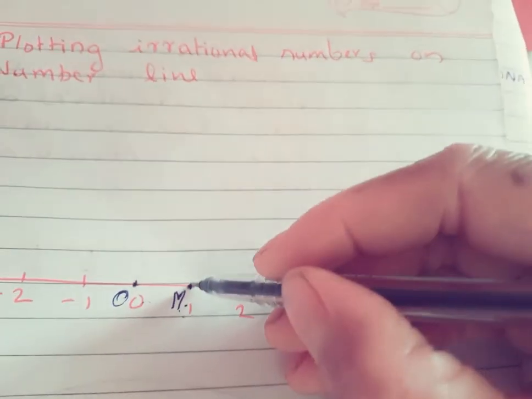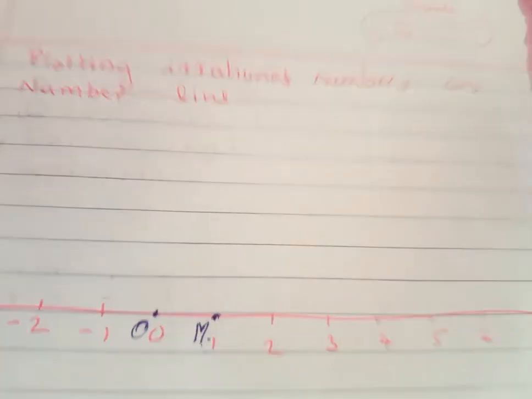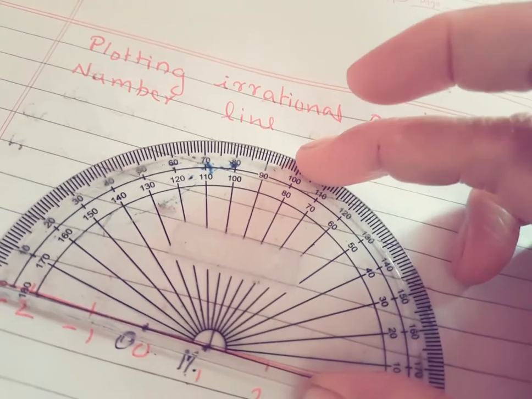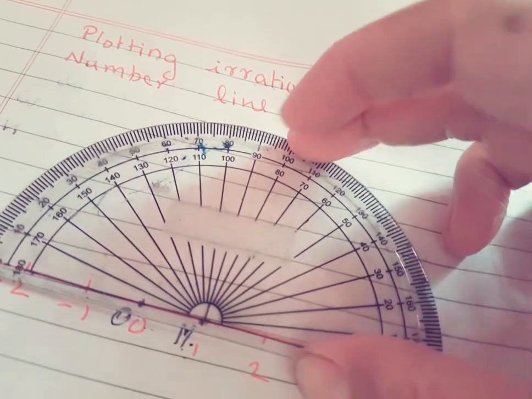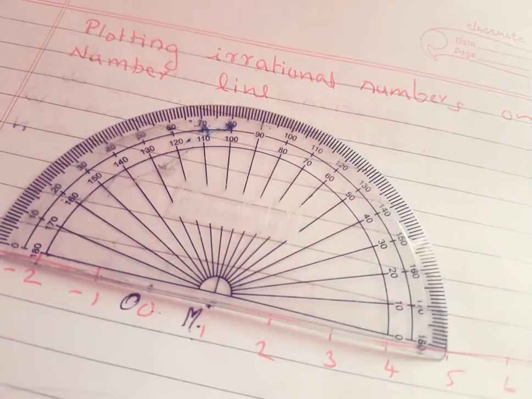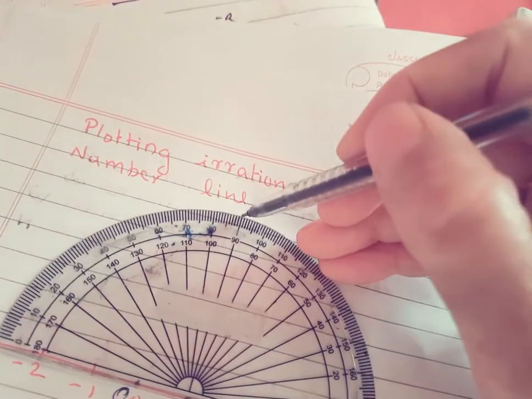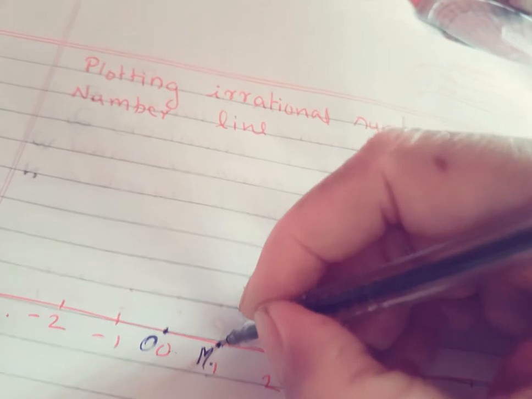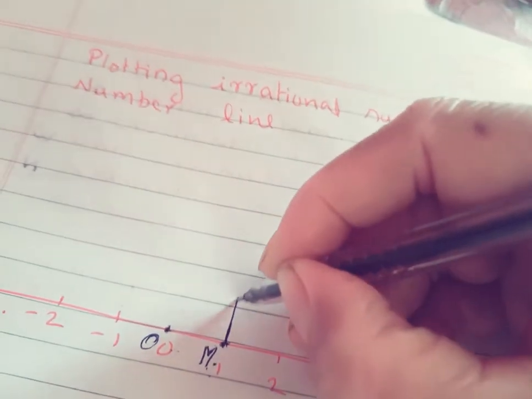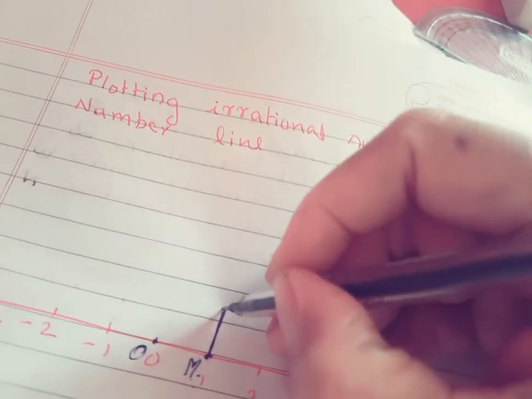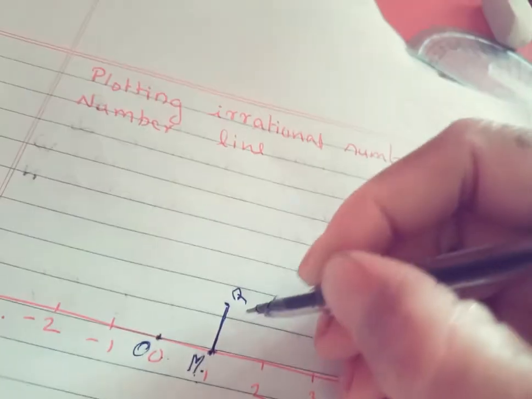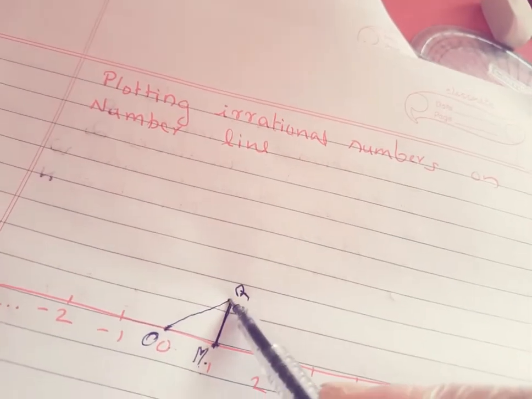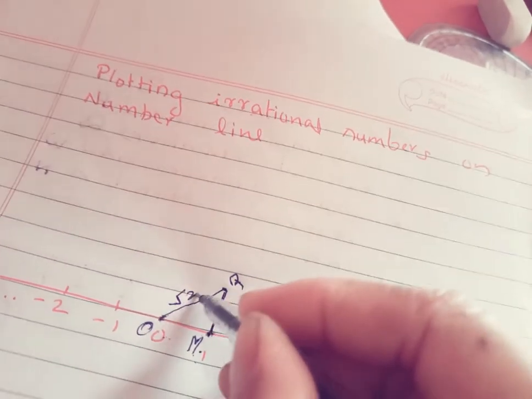So draw a perpendicular with a protractor. You know how to use a protractor. Keep the 0 on the point M and measure 90 degrees. Mark a point here and join with a scale. Measure 1 centimeter on this line. So you made a perpendicular from M, that is MP. Then join OP. This distance OP will be root 2.